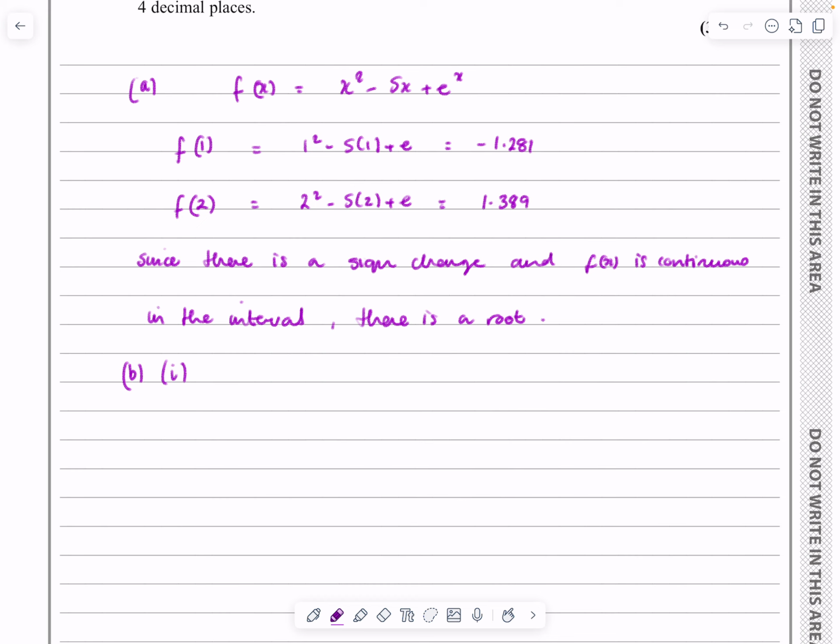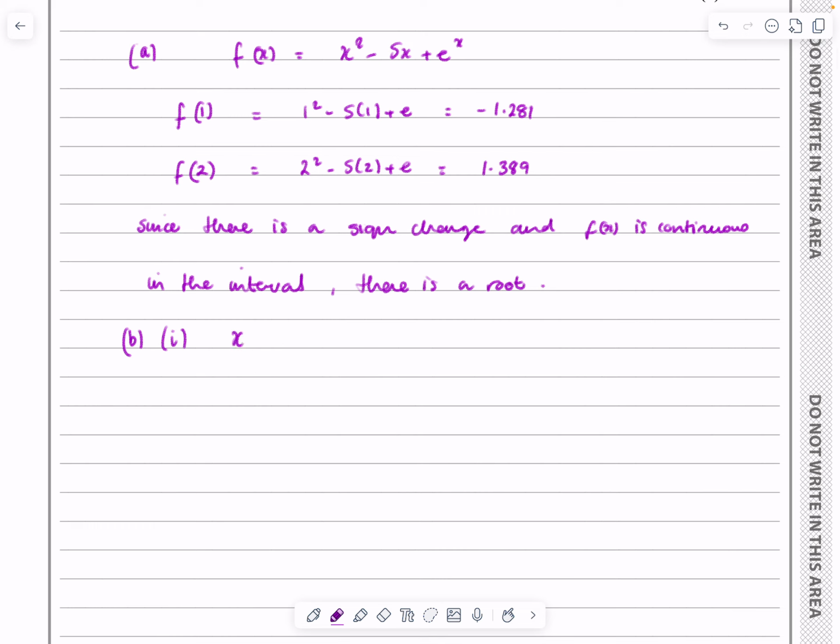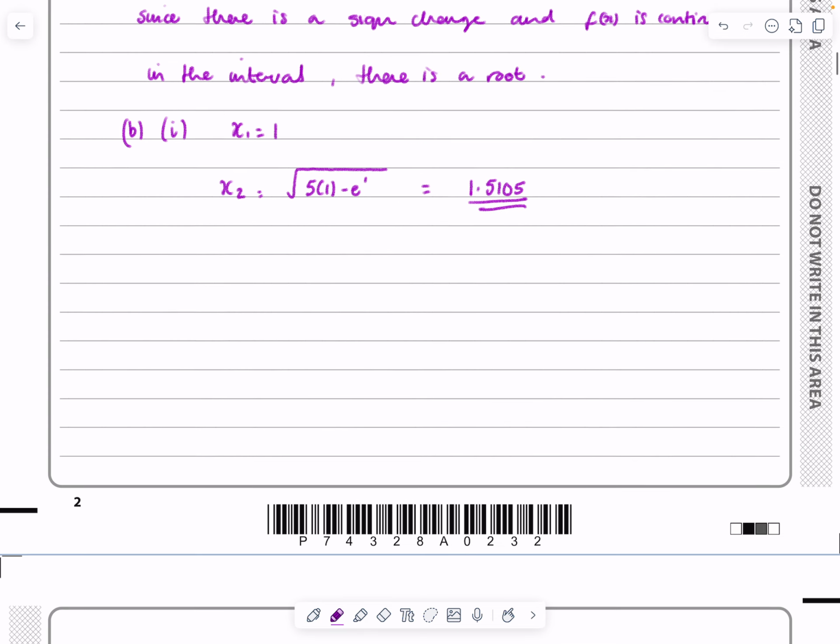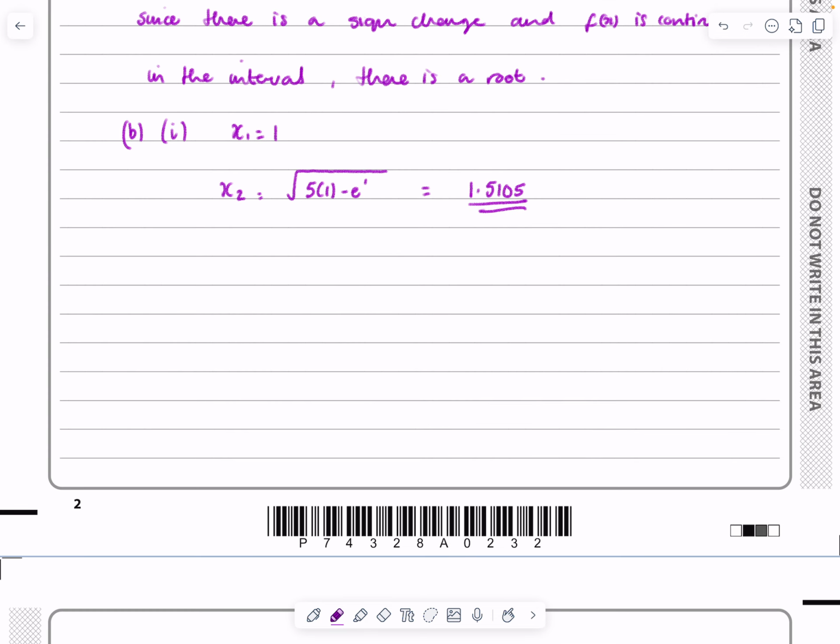Let's do part 1 then. B part 1 says x1 is equal to 1. So x2, not x_n, x2 is going to be, and I always, for the first one, actually show what I'm doing. So in this case, the square root of 5 minus e to the 1. That works out to be 1.5105, and they asked for 4 decimal places. So I've given it to 4 decimal places, and then for part 2, we're just going to keep repeating the iteration all the way through.